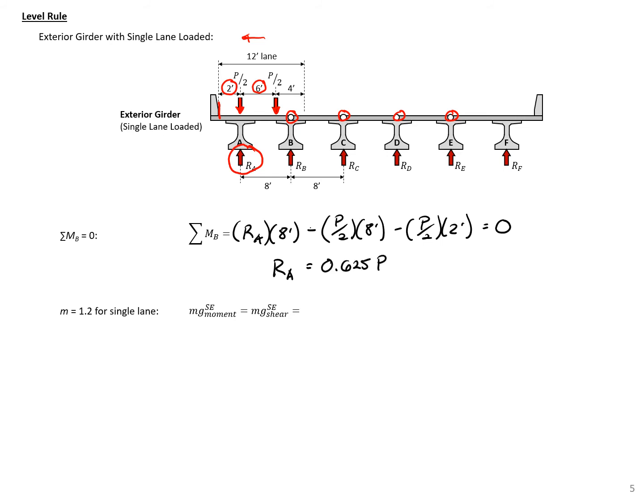0.625 times P. We have a single lane here, so our multiple presence factor M is going to be equal to 1.2. So we can find our distribution factor, including the multiple presence factor, by taking 1.2 times 0.625, which will give us a value here of 0.75. So if we use the lever rule, we find the distribution factor for moment and shear the same. So this would be our distribution factor for a single lane load for moment and shear for an exterior girder.